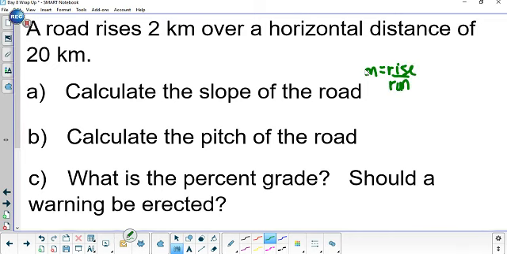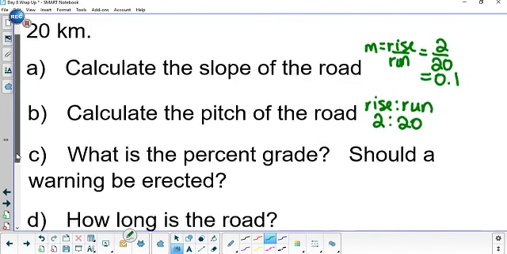So our rise is 2, our run is 20. We could choose to change this to a decimal, so our slope would be 0.1. If we wanted to calculate the pitch of the road, the pitch is just rise to run written with colons between them. So we would just write it as 2 to 20.